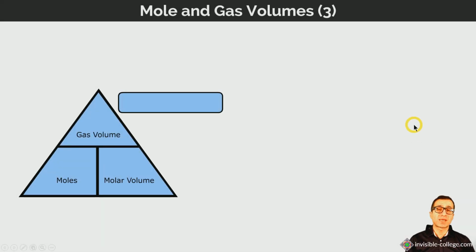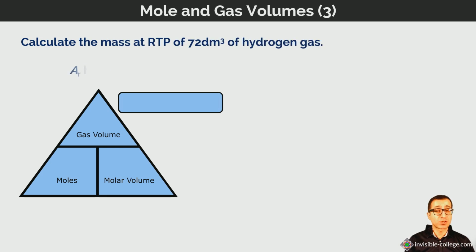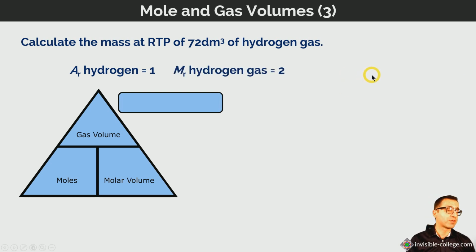Here's one more example. Calculate the mass at room temperature and pressure of 72 cubic decimeters of hydrogen gas. The relative atomic mass of hydrogen is 1. The relative formula mass, remember, of hydrogen gas, because it's a diatomic gas, is 2. So how would you do this one? Have a go at this one for yourselves.